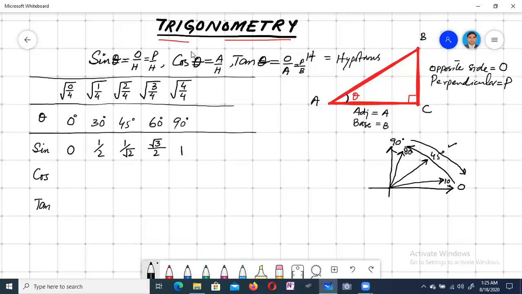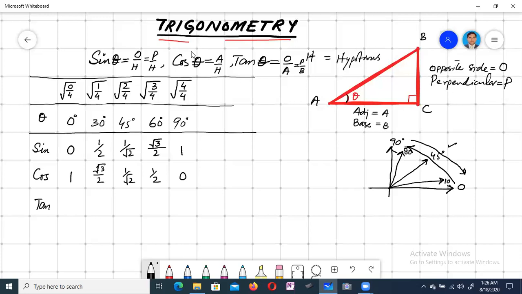From 0 to 90, the values of sine we already have here. In reverse order, we write all these values, and we get the values of cosine. The last value will be the first value, the second last will be the second. Square root 3 by 2 will be the second, then 1 by square root 2, then 1 by 2. The second will be the second last, and the first value of sine will be the last value in cosine.